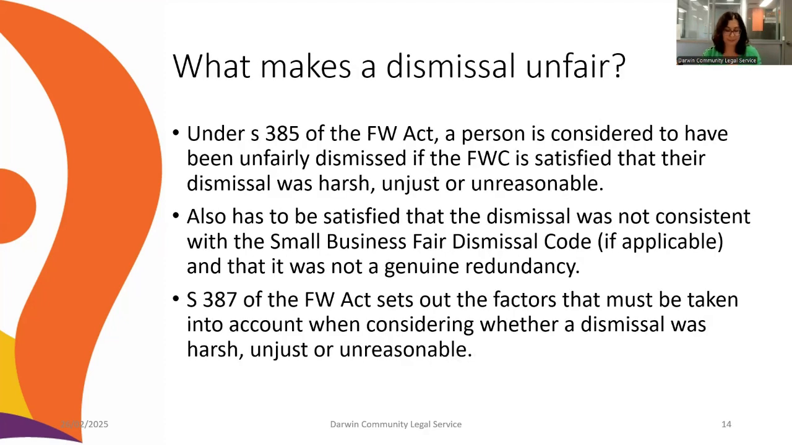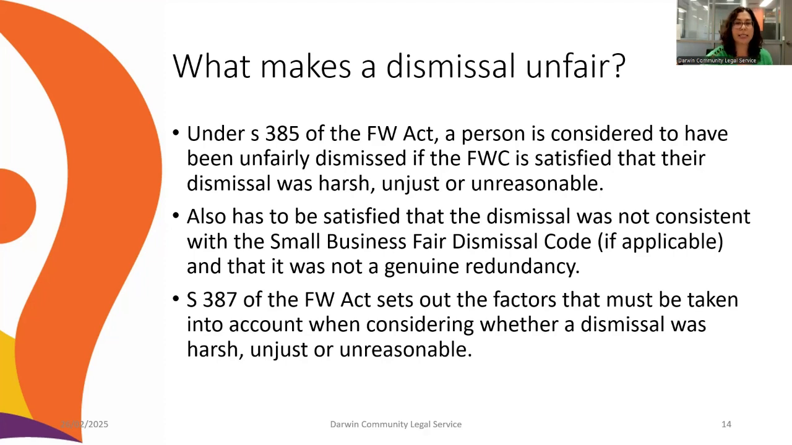All right, what makes a dismissal unfair? There are a lot of criteria that go into this. Section 385 of the Fair Work Act says that a person is considered to have been unfairly dismissed if the Fair Work Commission is satisfied that their dismissal was harsh, unjust, or unreasonable. This is the definition that we looked at right at the very beginning. It also has to be satisfied that the dismissal was not consistent with the Small Business Fair Dismissal Code, if that's applicable, and that it was not a case of genuine redundancy. We'll go through all these in turn.